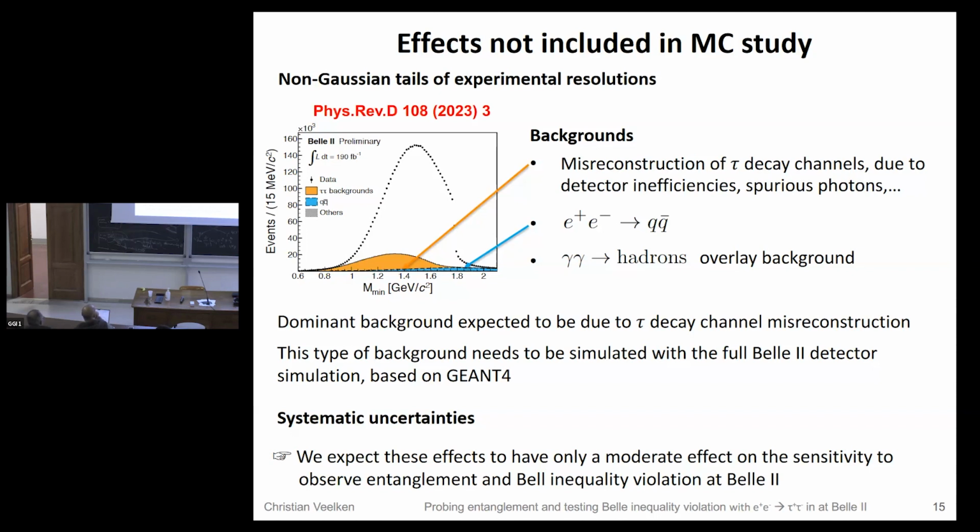The message we want to give with this slide is, again, we are losing a factor 2 with the experimental resolutions we did take into account. We're starting with 80 sigma. And personally, I believe that this level of background will not degrade the sensitivity by a large factor. So I think we can fairly say that with the data that Belle II already has at hand, once they start analyzing the tau spin correlations, they will very likely detect a signal for entanglement and also for Belle inequality violation.